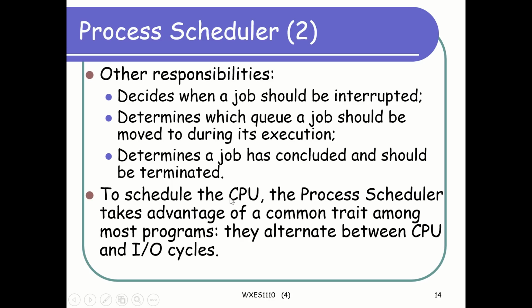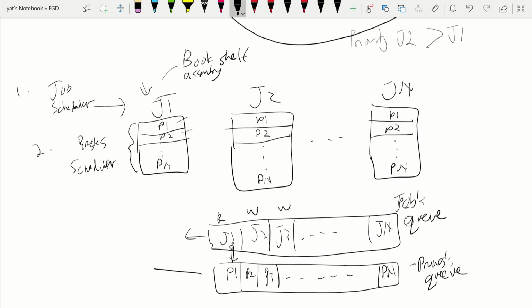To schedule the CPU, the process scheduler takes advantage of a common trait among most programs: they alternate between CPU and input/output cycles. So you have here a CPU, and the CPU is alternating with the input/output cycles.